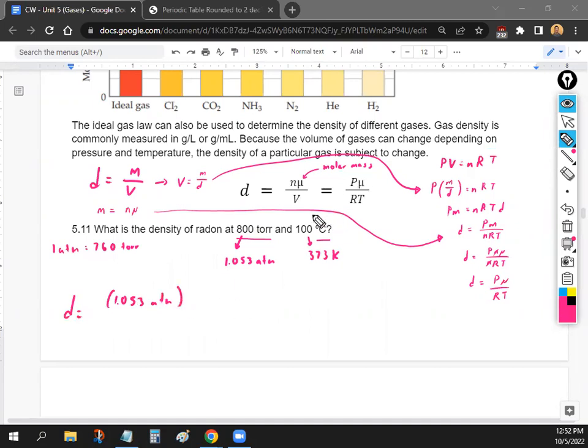So what's the molar mass of radon? Yeah, 222 grams per mole. And then we're going to divide that by the gas constant. We're going to probably use 0.0821. And then we're going to multiply that by the absolute temperature, which is 373 Kelvin. And that will give us a final answer of 7.63 grams per liter.